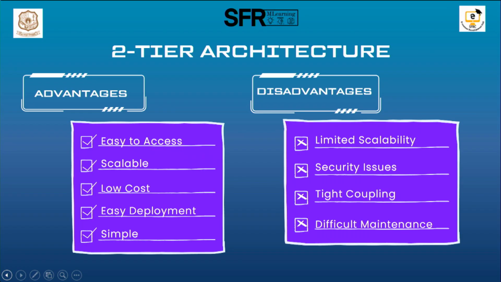Then the third disadvantage is tight coupling. The client and server are closely linked. If the database changes, the client application often needs to be updated too. The fourth one is difficult maintenance. That is, managing updates, fixing bugs or adding features becomes harder when the number of users or the system increases.